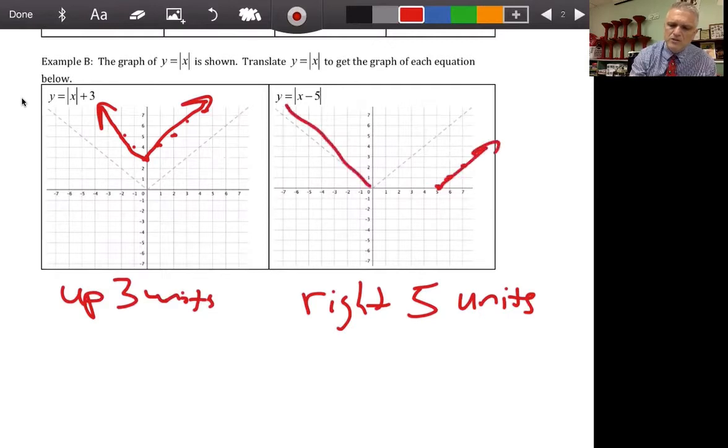Now you take this side and you're going to move all of these points 5 units to the right. So it's going to be there and there. Just going to keep going. Okay. So you've moved right 5 units. That is a translation to the right.